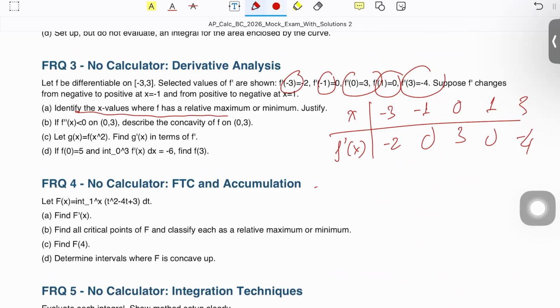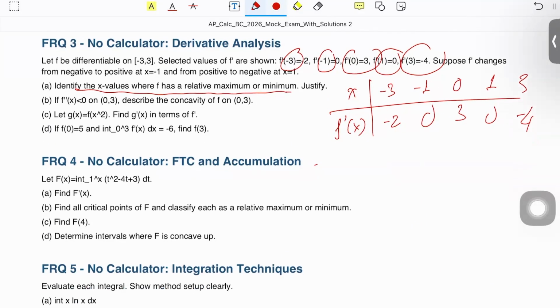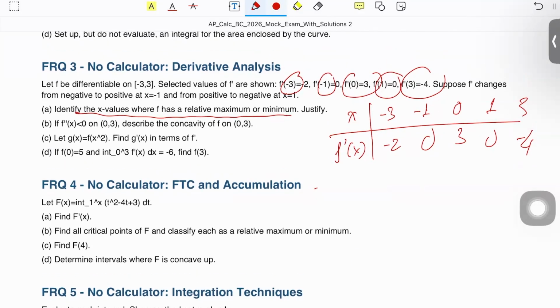All right, identify the x value when f has a relative maximum or minimum. Okay, what you're gonna do? Remember, the derivative is decreasing here, 0, and then increasing, and then going to decreasing, 0. So right here is going to be the minimum, right here going to be the maximum. So the minimum happens at x equal to -1, and the maximum happens at 1. Easy points. Okay, if f second derivative is less than 0, that is concave down, right? Less than 0 is concave down. This is easy.